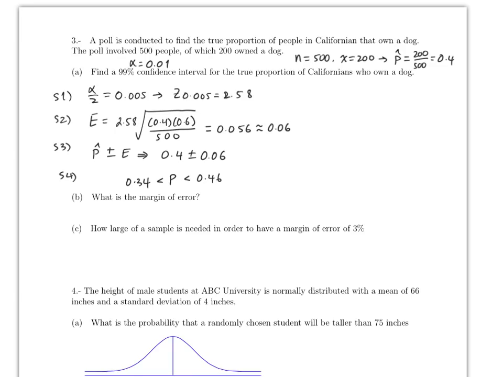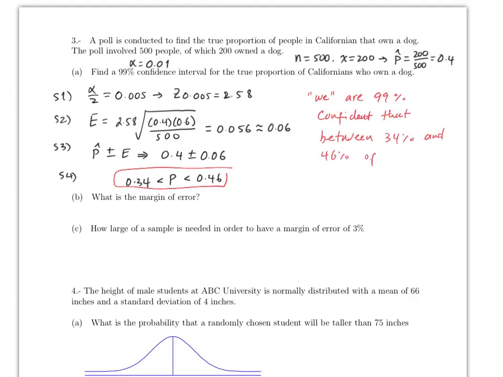Remember that you had to explain what this means. And what this means is that we are 99% confident or sure that between 34% and 46% of Californians own a dog. And that's it.